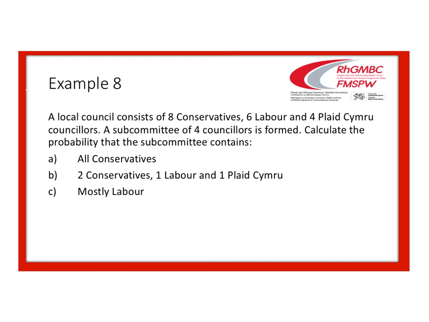A local council consists of 8 Conservative, 6 Labour and 4 Plaid Cymru councillors. A subcommittee of 4 councillors is formed. Calculate the probability that the subcommittee contains A, all Conservatives, B, 2 Conservatives, 1 Labour and 1 Plaid Cymru, C, mostly Labour.